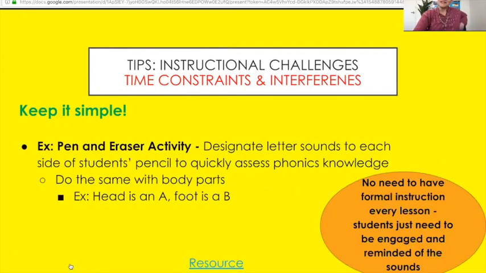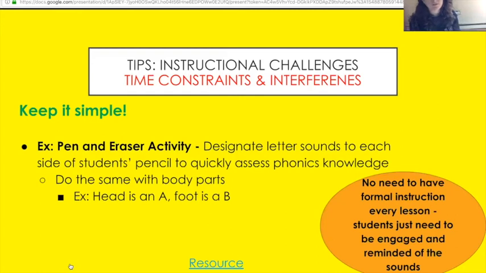Joanna, can you talk about these a little bit? Yeah, so this is just a really simple example of a way that you can do quick phonics assessment or quick phonics instruction. There are so many ways that you can do this, but one would be a pen and eraser activity, like if you have a pen or a pencil, and then just having the students assign a letter sound to each side, and then maybe you say, okay, show me the letter at this side, and then they would have to tap that or show that they recognize that is the letter that they hear.